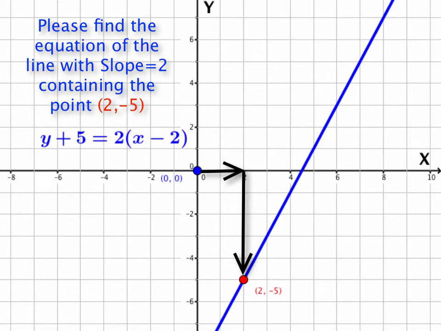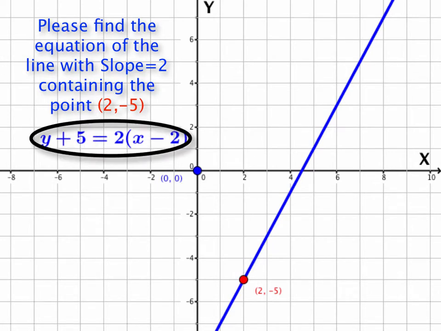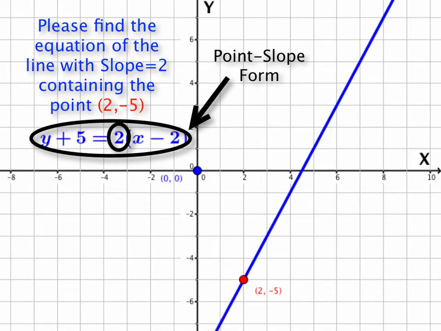And so we end up with the equation y + 5 = 2(x - 2). And this is the equation for a line whose slope is 2, containing the point (2, -5). And as it stands, this way of writing a linear equation is called the point-slope form of a linear equation, because the slope of the line is readily apparent, and the point it goes through is also very apparent just from looking at the equation.